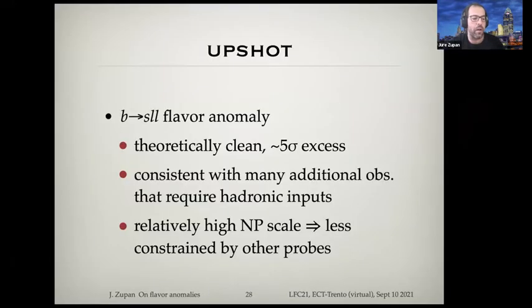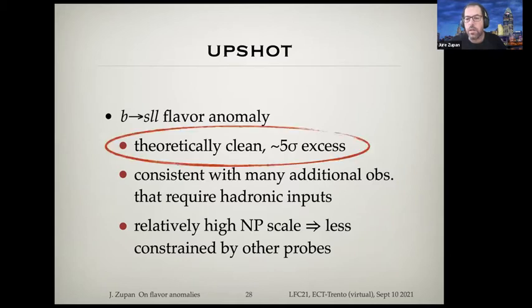Our next set of anomalies, the B to S mu mu. The upshot here is that just taking the theoretically clean observable, where it's very clear that we understand the error, you get the 5 sigma excess. Right, so that's really, I would say, big news.